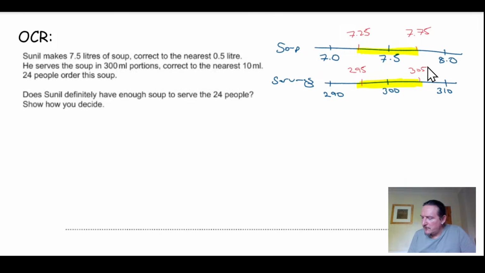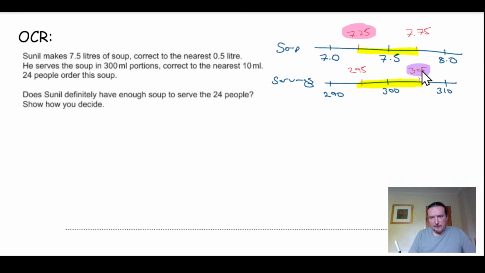So then what do I need to do? I need to work out how many portions of soup I can make and see if it's enough to serve 24 people. Okay, so now we want to look at the worst case scenario, don't we? So the worst case scenario is if the amount of soup that I've got is at the lower end of the range of possible values, and the servings of soup are at the upper end. Okay, so if you've got less soup and the servings are bigger each, then that's going to give you less servings altogether, isn't it?